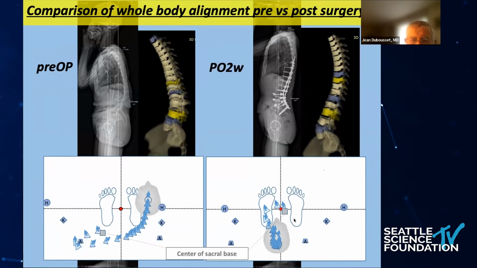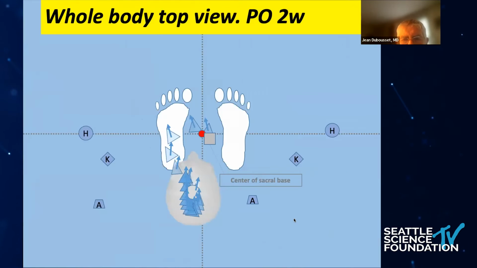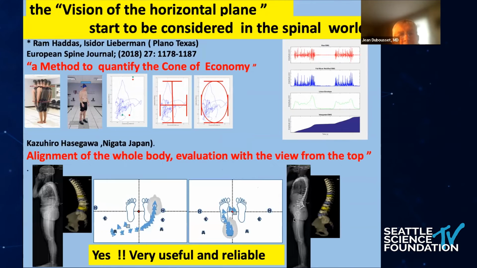Here you appreciate much more a 3D reconstruction of your spine. And you see here, you have the center of the sacral base, you have the positioning of the head, you have the positioning of the feet, everything. It is a new way to approach the spine. So this vision of the horizontal plane starts to be considered.